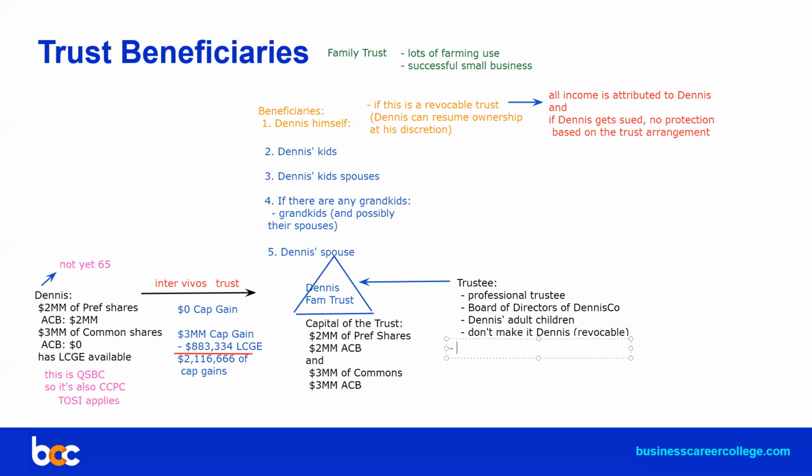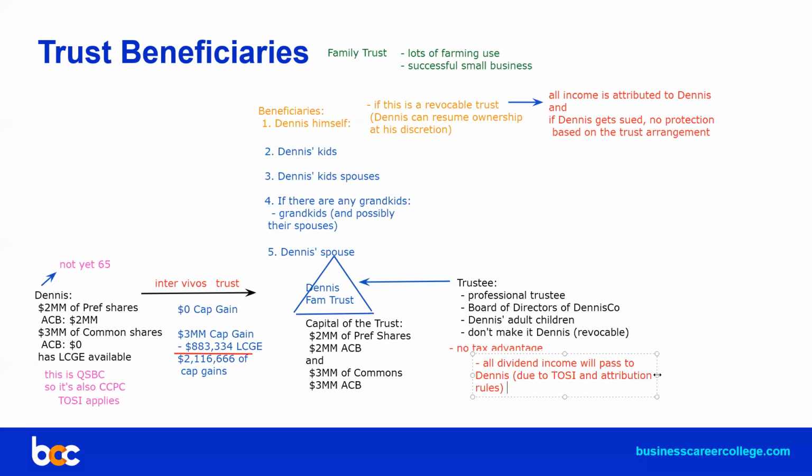So first off, there's no tax advantage here. Between TOSI and our regular attribution rules, all the dividend income will pass to Dennis. And this is due to TOSI and to our attribution rules. So we cannot use this to sprinkle income.